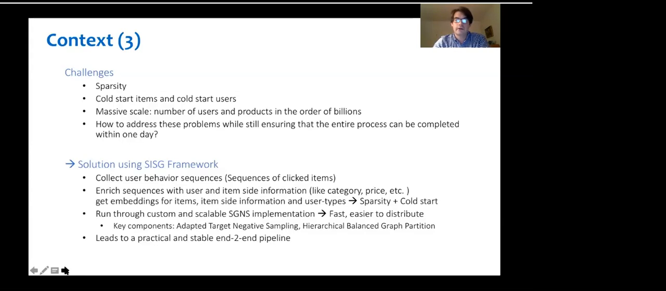Roughly, this framework is characterized by the following steps. We collect user behavior sequences from our logs. That gives us sequences of clicked items.